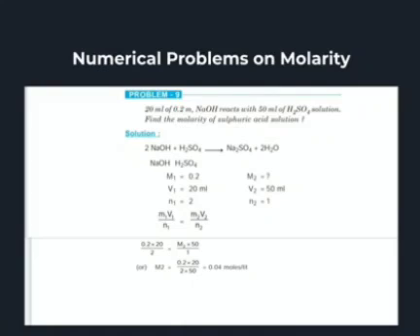Here the mathematical equation is M1 V1 by N1 is equal to M2 V2 by N2. Here it is the molar relation for neutralization reactions. Now substitute the given data in this equation. 0.2 into 20 by 2 is equal to M2 into 50 by 1. Now M2 is equal to 0.2 into 20 by 2 into 50, that is equal to 0.04 molar.